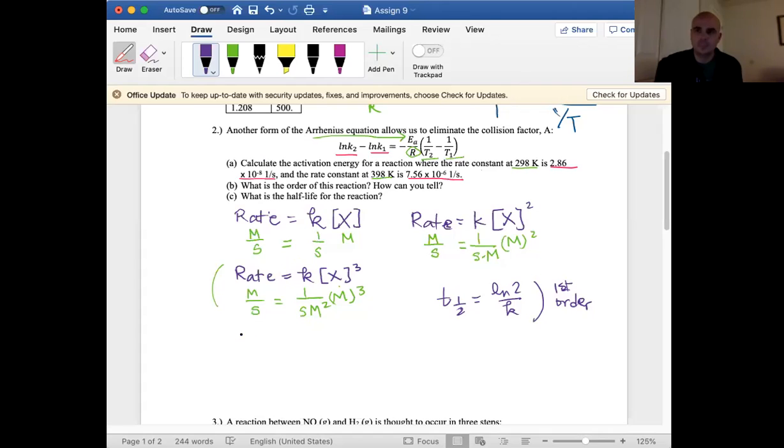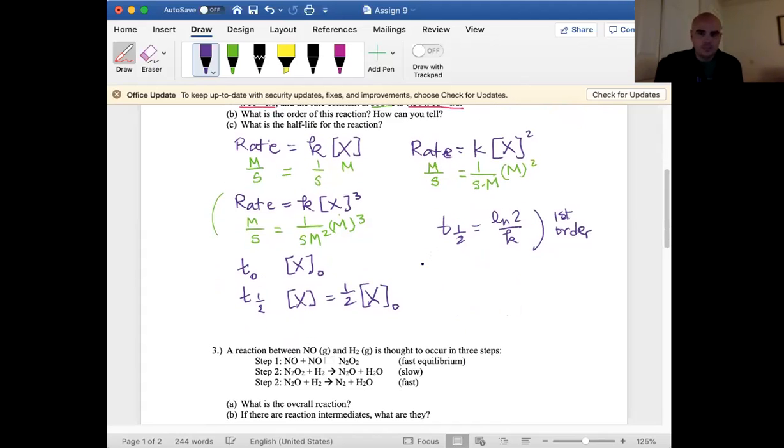So that means that at time 0, we have, we'll say x sub 0, right? And at t1/2, we have some concentration that is equal to half of that initial concentration, right? Yep. So if we have a first order rate law, then that rate law is k times x, right?